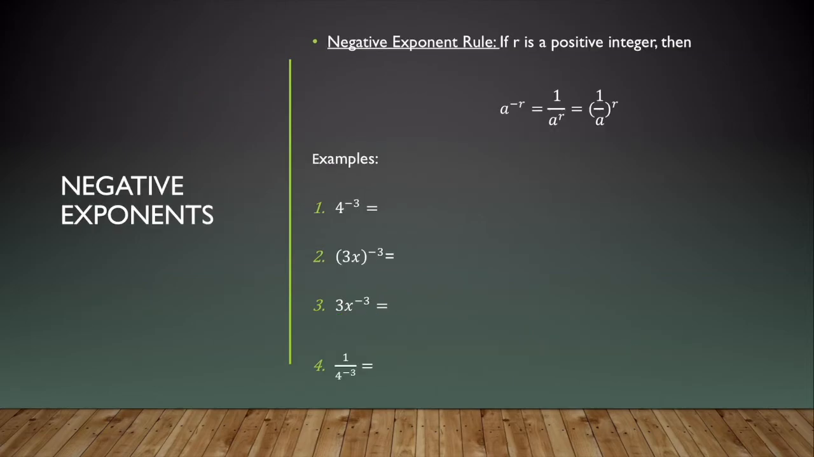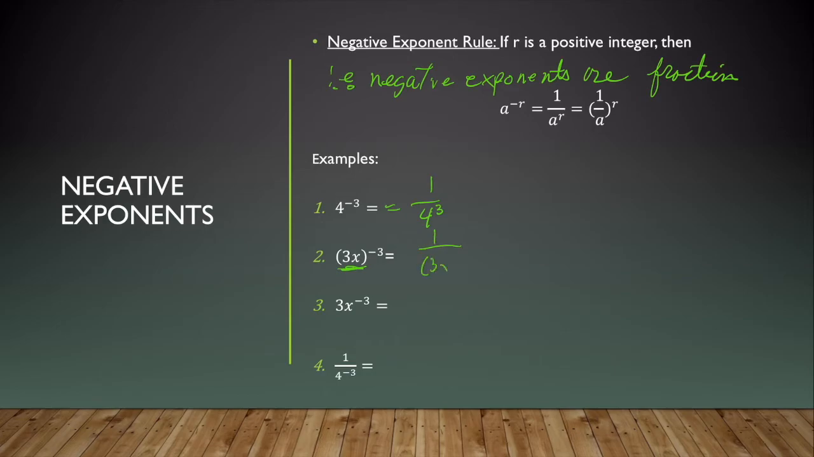The next rule we need to talk about is the negative exponent rule. If r is a positive integer, then a to the negative r is 1 over a to the r, i.e., negative exponents are fractions. 4 to the negative 3 is 1 over 4 cubed. 3x to the negative 3 is 1 over 3x cubed, right? We could then distribute that if we wanted. Simplify if we wanted, but we don't have to.